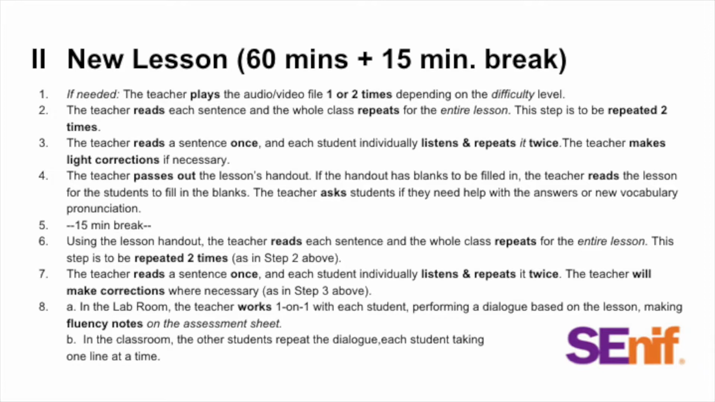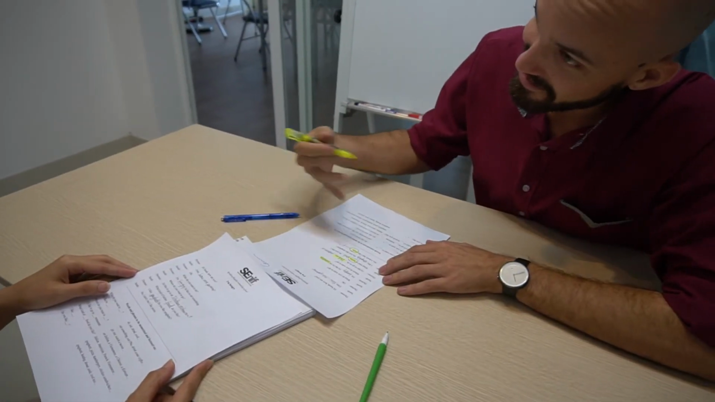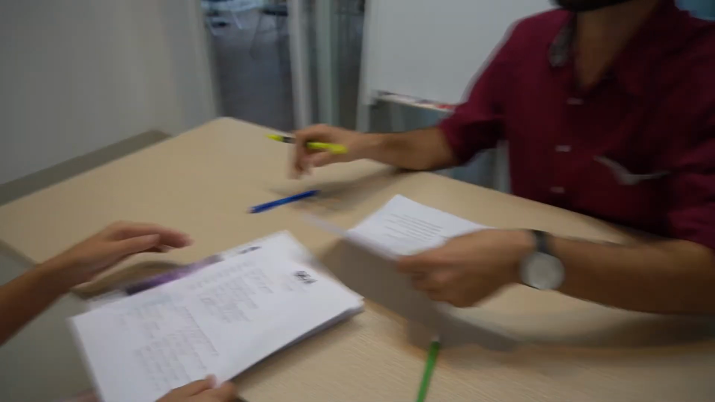After the break, the teacher repeats steps 2 and 3. This time the students have the script in hand and can further work on their pronunciation of the phrases. Once this group work is complete, the teacher will continue with one-on-one work in the lab room, while the remaining students continue to read and repeat the dialogue together.